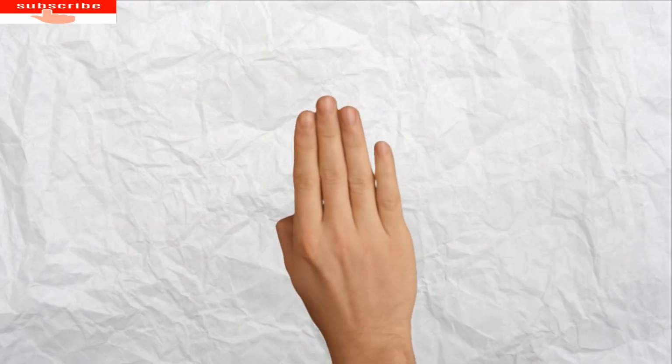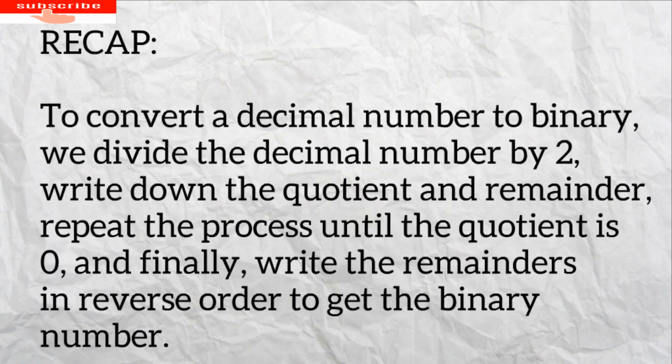Let's recap the steps quickly. To convert a decimal number to binary, we divide the decimal number by 2. Write down the quotient and remainder. Repeat the process until the quotient is 0. And finally, write the remainders in reverse order to get the binary number.